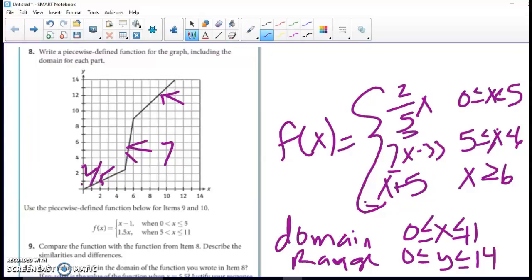And so that is how you would compare the different sections of a piecewise function and write the equations that go with your graph.